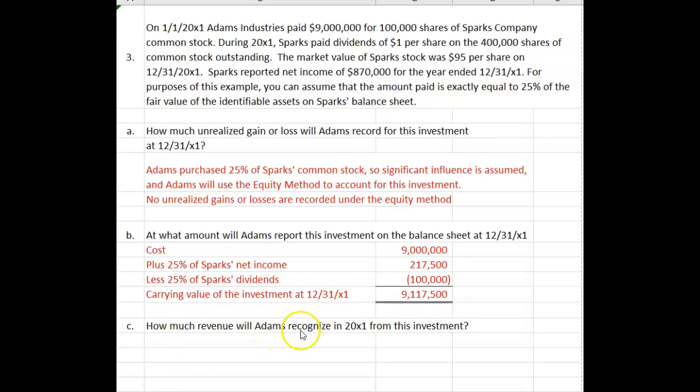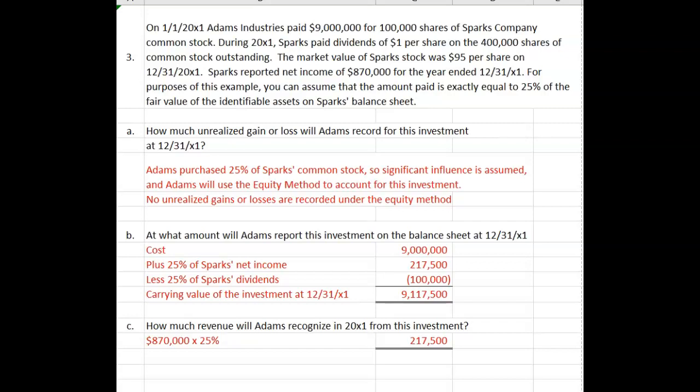How much revenue will Adams recognize in 20X1 from this investment? $870,000 of net income reported by the investee for the year times the 25% ownership equals $217,500 that Adams will recognize as investment income for the year ended 12/31/X1.